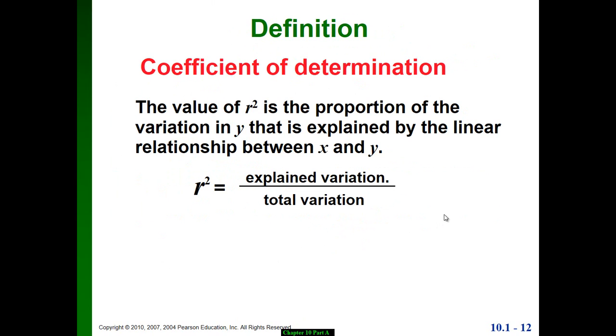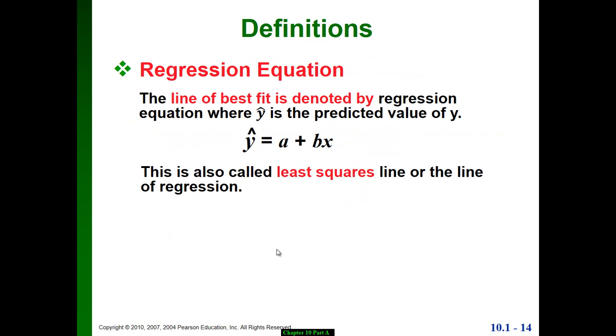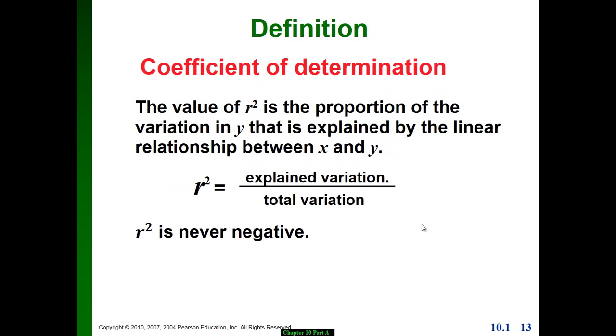Now, the next thing we have is the coefficient of determination. The coefficient of determination is basically the proportion of variation in y that is explained versus the total variation. So when we look at this, r squared is never negative. If r squared is 0.95, then 95% of the variation is explained by the model.